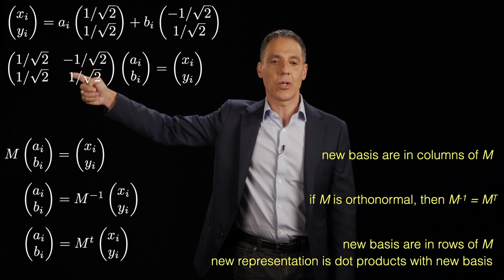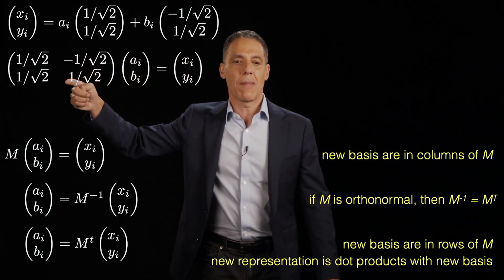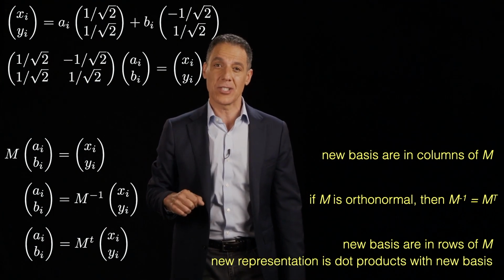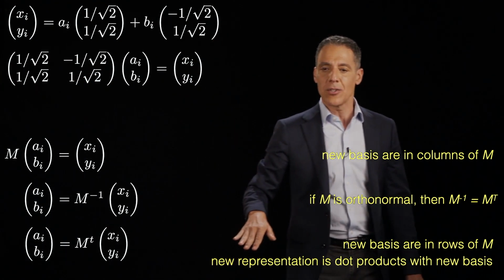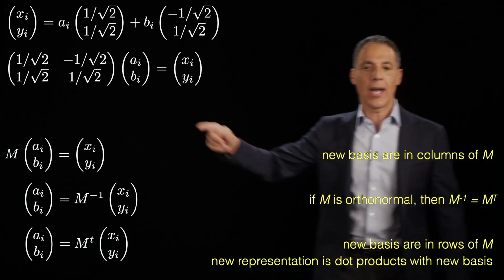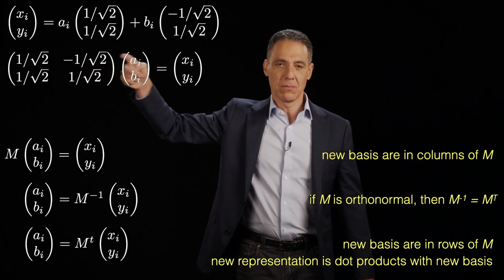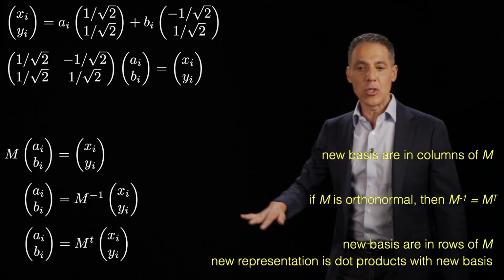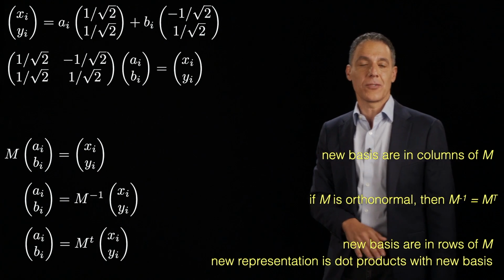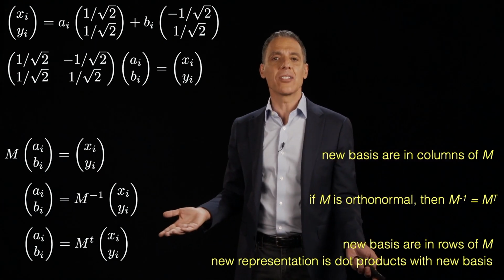You get 1 over root 2, 1 over root 2 in the first row, and minus 1 over root 2, 1 over root 2 in the second row. And if you go back to the previous slide, you'll see that's exactly what we got. So the new bases are now in the rows of M. Because why? I've gone from column to row, which means that the new representation is simply the dot product with the new basis. That's really nice.